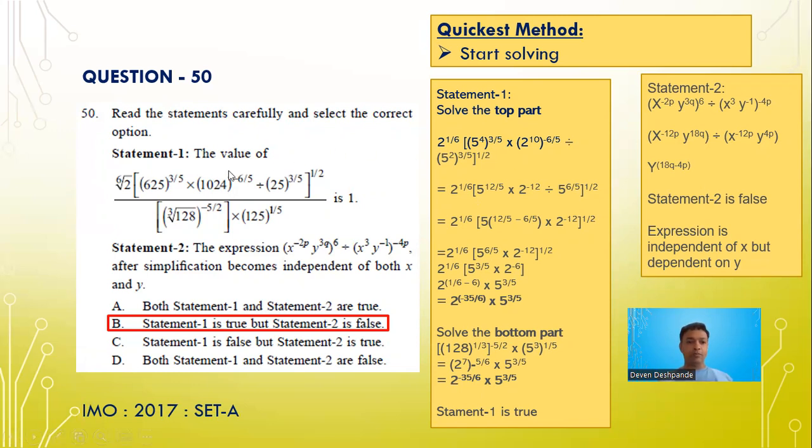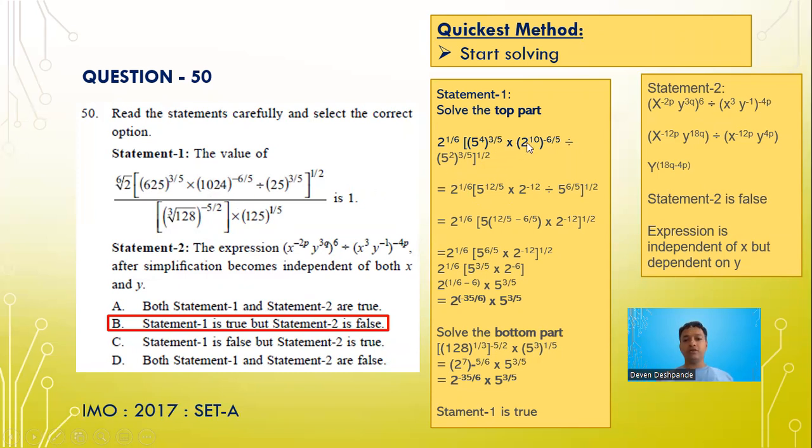So let's solve the top part of this equation. So sixth root of 2 is 2 raised to 1 upon 6, isn't it? Because sixth root of 2 is 2 raised to 1 upon 6. If it was square root, it will be 2 raised to 1 upon 2. Into what is 625? 625 is 5 raised to 4. 5 5s are 25. 25 5s are 125. 125 5s are 625. So 625 is 5 raised to 4 whole raised to 3 upon 5.